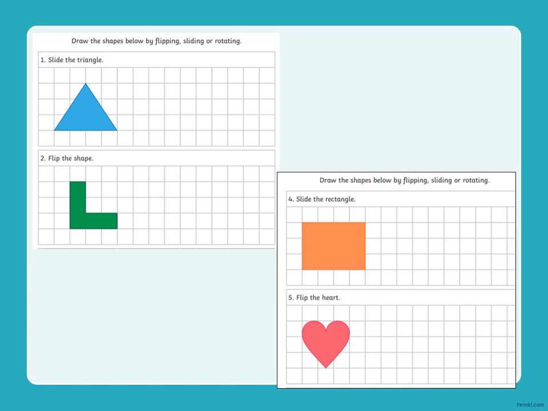Then the second one is flip the shape. So we just practiced that really, so that shouldn't be too hard. So flip the shape. So the same thing, if you want to, you can go and get yourself a cutout of this shape and then try and flip it and see what happens. So flip the shape and then draw a picture. And then again, we're going to slide the rectangle. So practice sliding the rectangle, and then we're going to flip the heart.